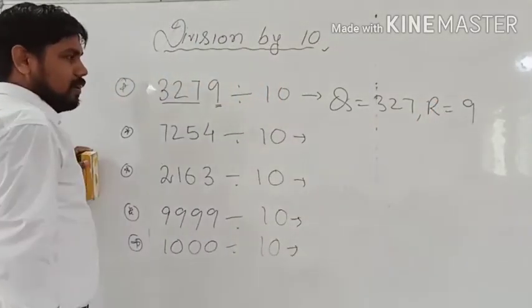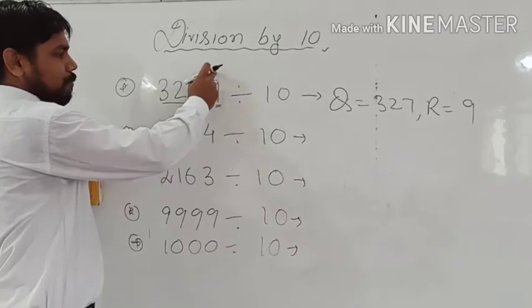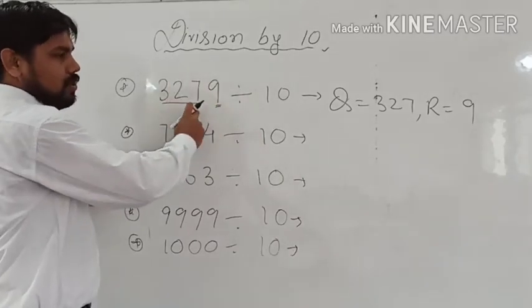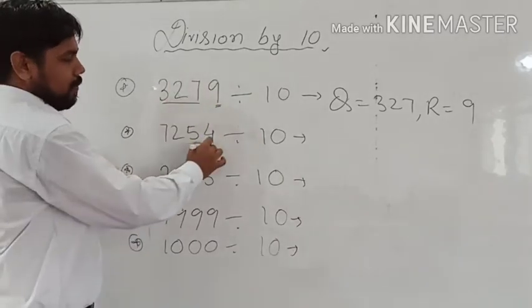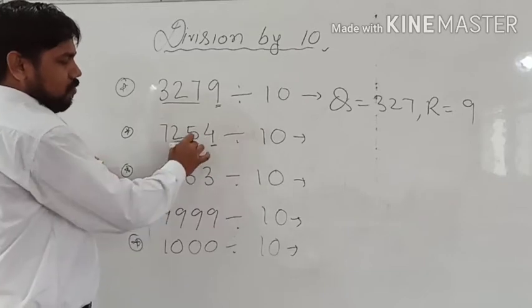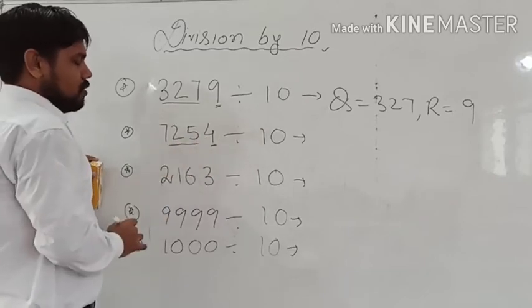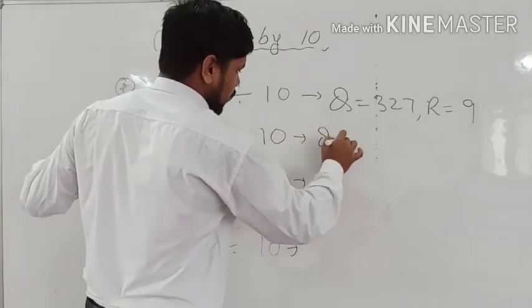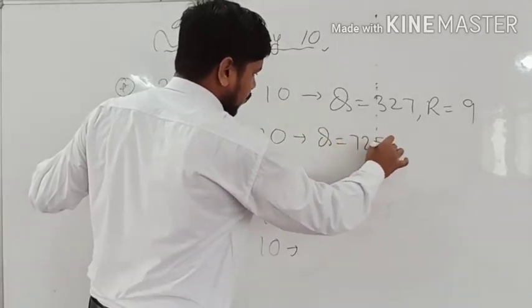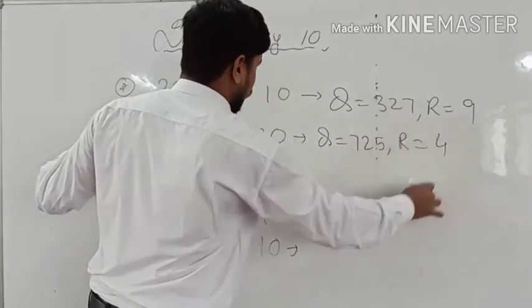Very simply, the ones place number will be the remainder, and everything else will be the quotient. So here also the remainder will be 4 and the quotient will be 725. So quotient will be 725 and remainder will be 4.